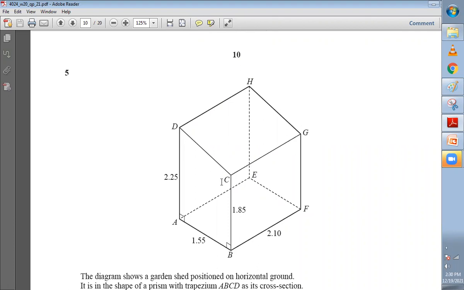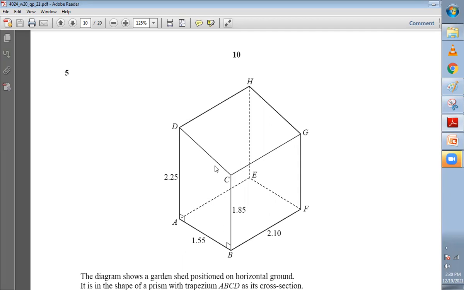HDCG, that's the roof. I will first of all calculate what's the area of this. I know this dimension CG, that is 2.10 meter, but I don't know what is DC. So I will try to find out. I will draw a horizontal line here, which will be parallel to this. I will draw that line here. And because this is 1.85, this lower portion will be 1.85. How much will be this? That will be 2.25 minus 1.85.